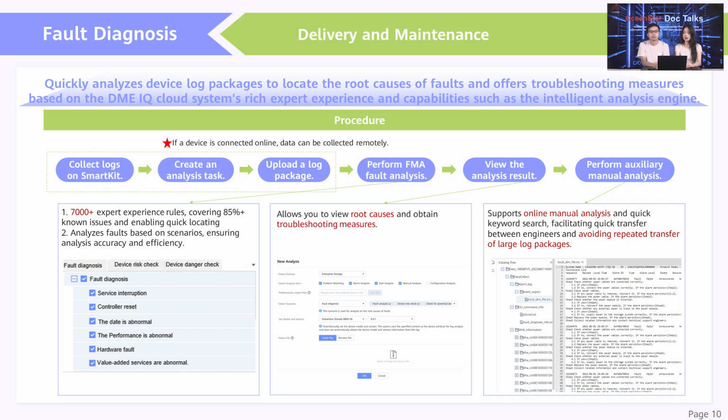After the tool analyzes the fault, you can view the root cause of the fault and rectify the fault according to the measures provided by the tool. What's more, the tool supports auxiliary manual analysis. When seeking assistance from the tech support for troubleshooting, you can quickly transfer the analysis task link instead of transferring the log package. This avoids frequent transfer of large files.